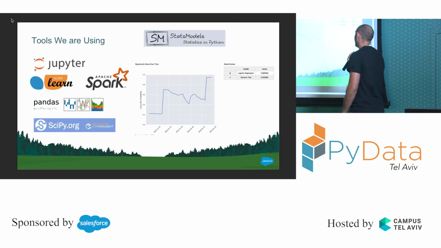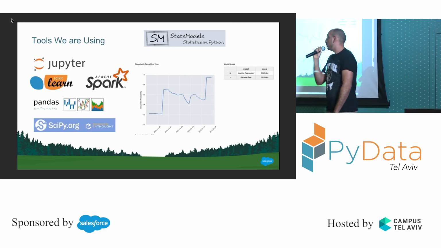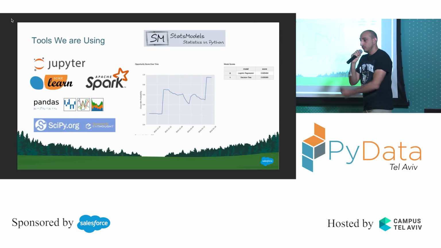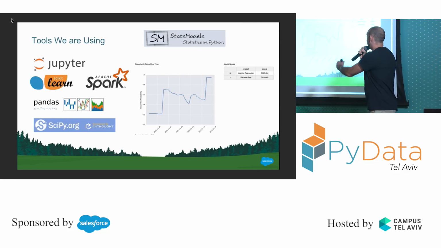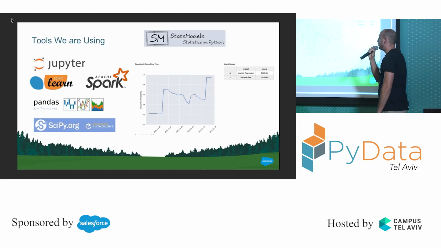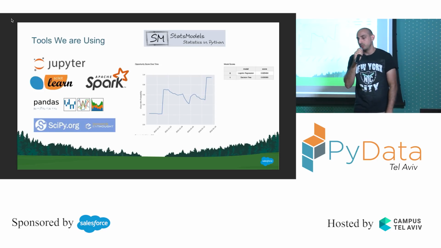Yeah. So we are using a Jupyter notebook, obviously with sklearn and pandas. We can use Spark if we want to. What you're seeing here is a graph of how the likelihood of an opportunity to close changes across time, which is caused by changes to this opportunity.